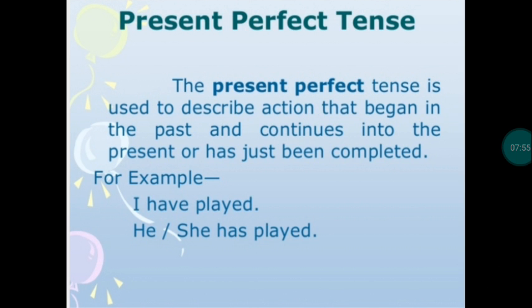Then the next one is the present perfect tense. The present perfect tense is used to describe an action that began in the past and continues into the present or has just been completed. For example, I have played. Suppose I went down and played and came back, then you just say I have played or he has played or she has played.